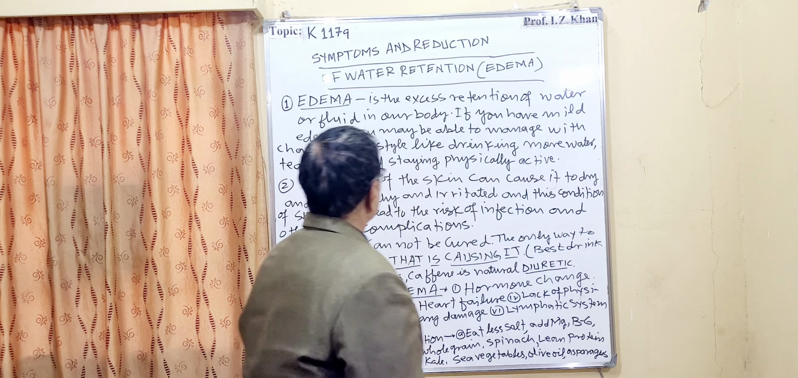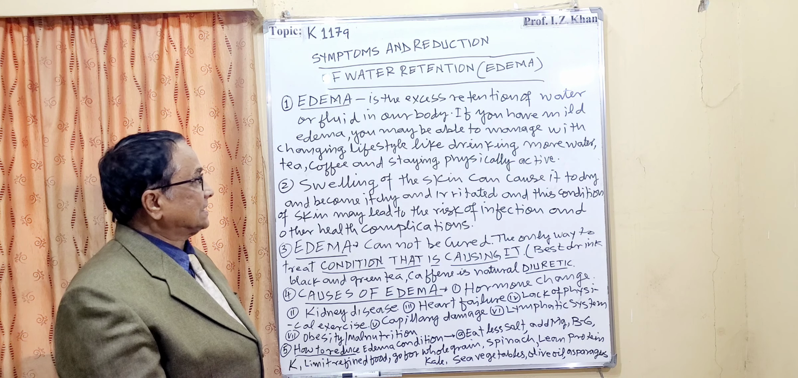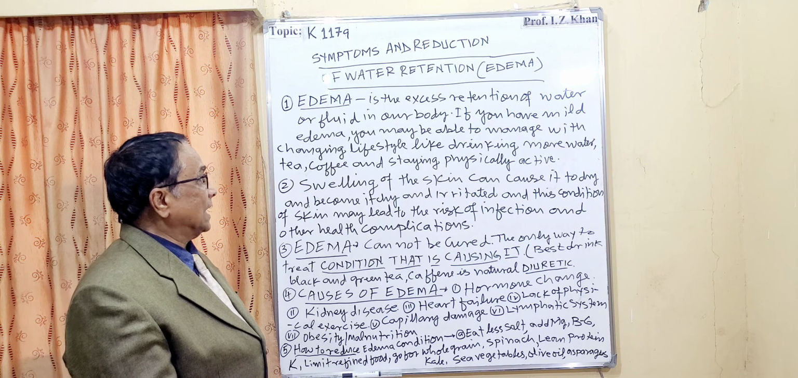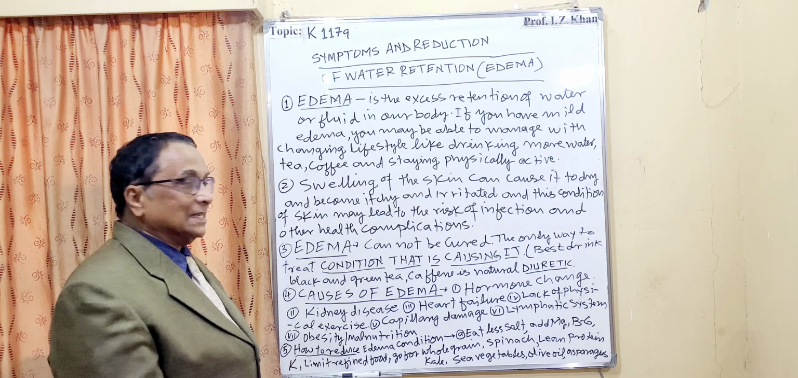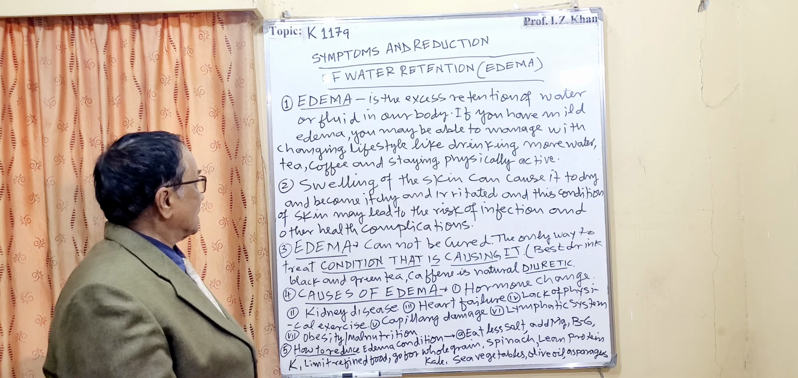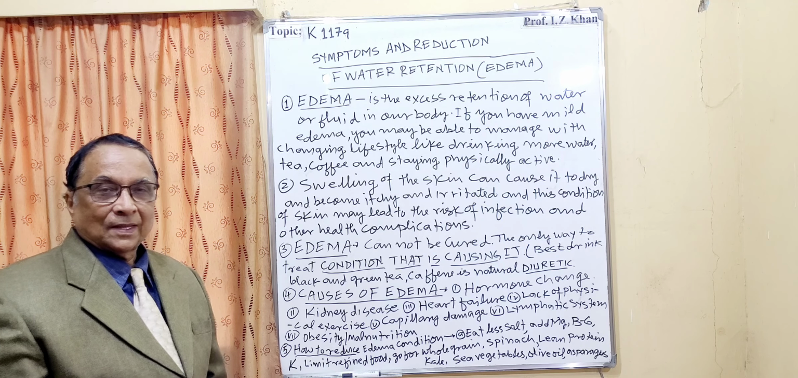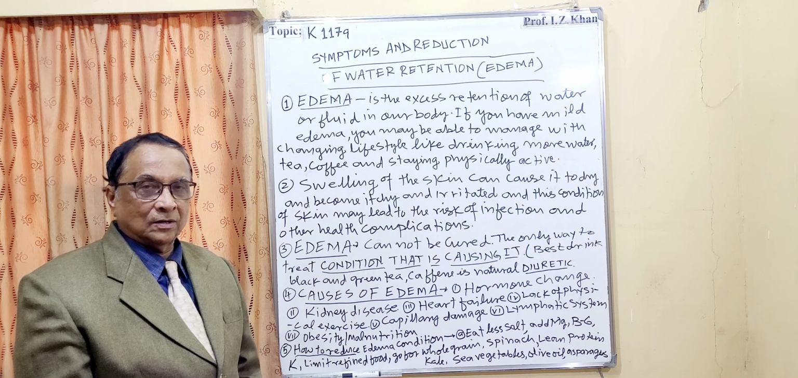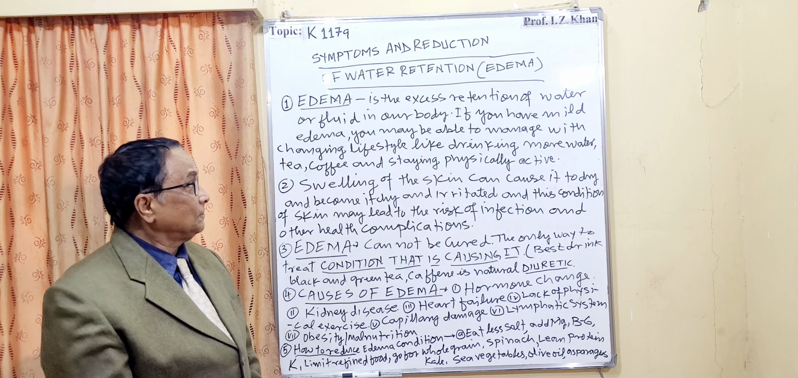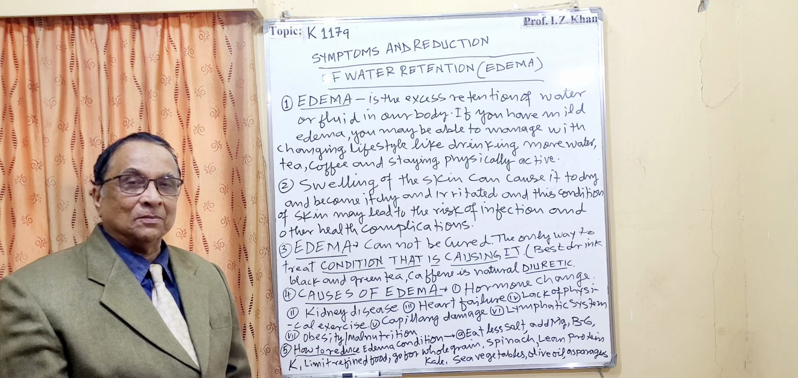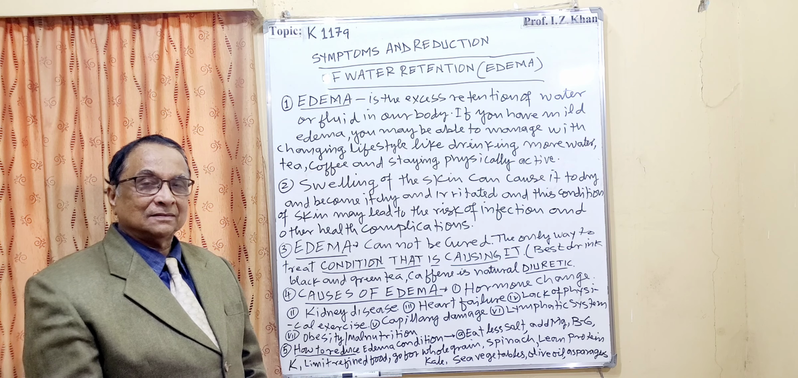So here I have given a summary of what I have already told you. Edema is the excess retention of water or fluid in our body. If you have mild edema, you may be able to manage it by changing lifestyle, like drinking more water, tea, coffee, and staying physically active. Tea, coffee, black coffee or green tea or black tea, they are all natural diuretics. So they help a lot, and I have already shown you the condition from 2 mm to 8 mm depression of skin, that shows whether it is a chronic condition or a mild condition.